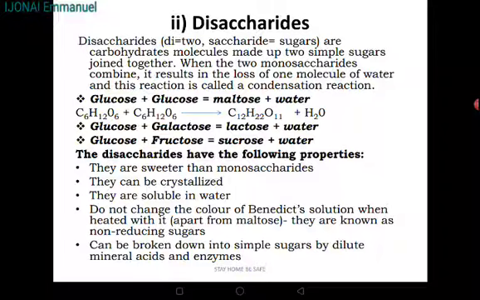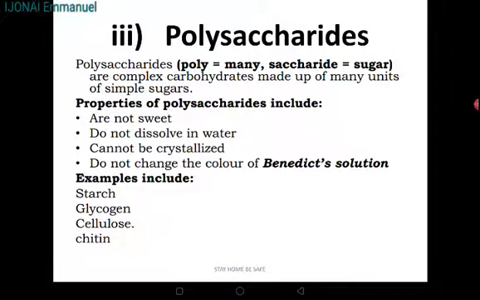So dear students, we are going to move to the third category of carbohydrates, and that is the polysaccharides. So we have looked at monosaccharides, we have also looked at disaccharides. So let's look at the polysaccharides. From the word poly, which means many, and then saccharide, which means sugar. So these are many sugar units combined together, very many of them. So that means polysaccharides are much more complex than mono and disaccharides. Great.